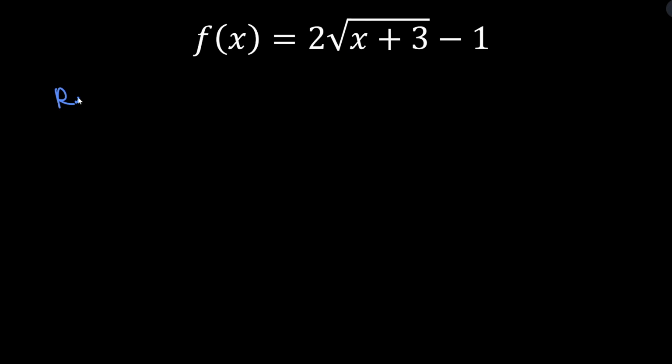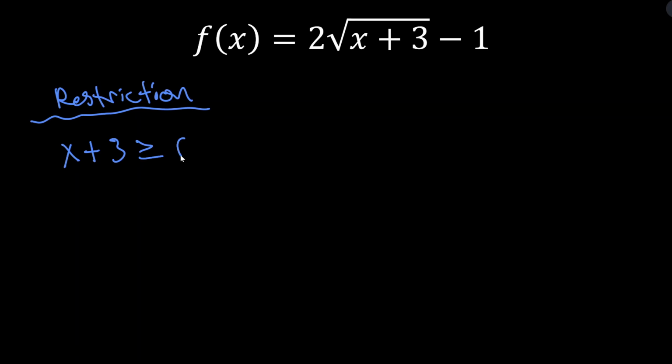So our restriction we're going to get, because there's nothing in a denominator, there's no variable expressions in a denominator, there's just something under a square root. And what do we want? Well, we want that to be bigger than or equal to 0. If it's less than 0, then it's a complex number, not a real number. So we're going to set it greater than or equal to 0. We can subtract 3 from both sides.